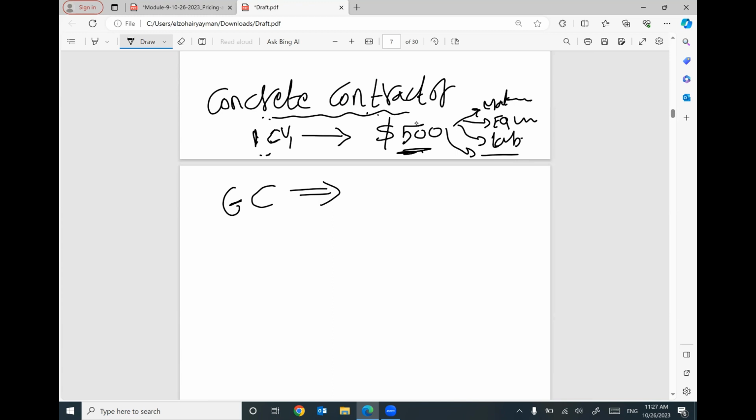So when you are working as a general contractor, I don't care about anything else. Just go ahead and use this number because this number includes everything. Does that make sense?